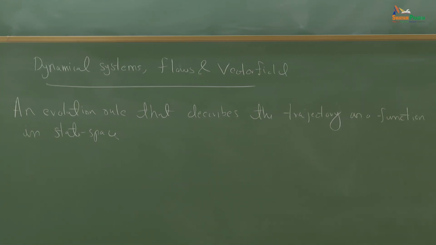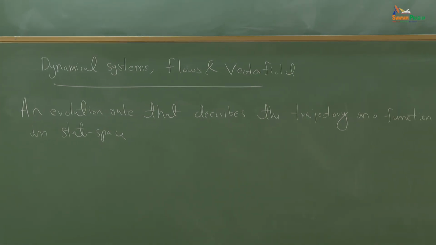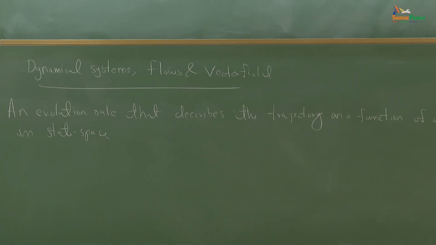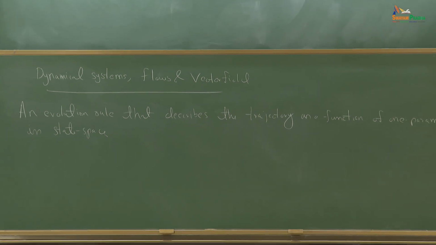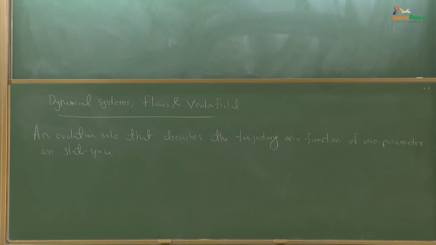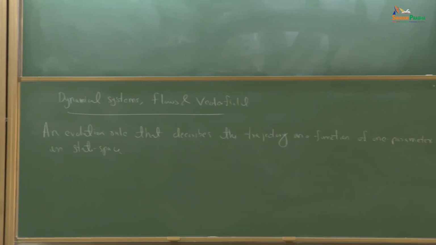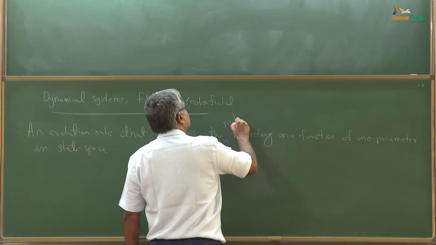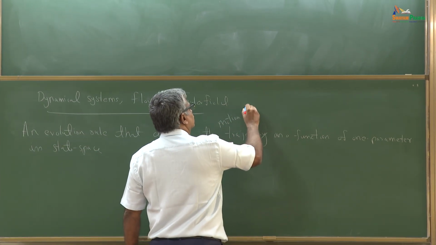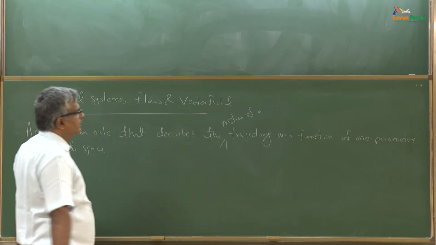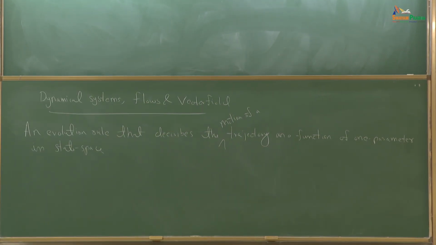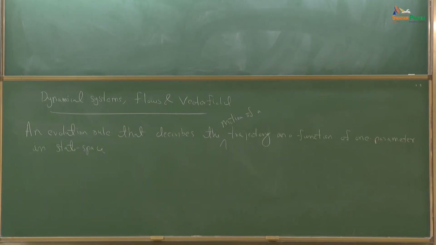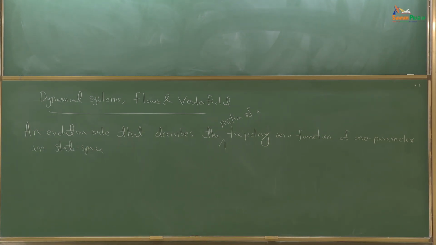So this is a very crude definition. A dynamical system is an evolution rule that describes the motion of a trajectory as a function of one parameter. Think of time in state space, right? Again, this is not a very formal definition, we'll make it more formal, right?